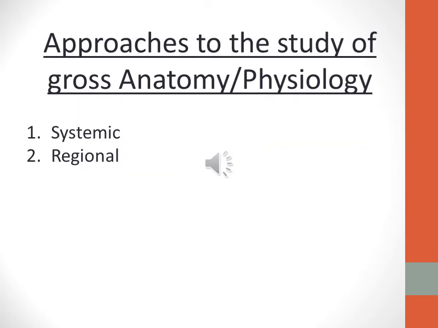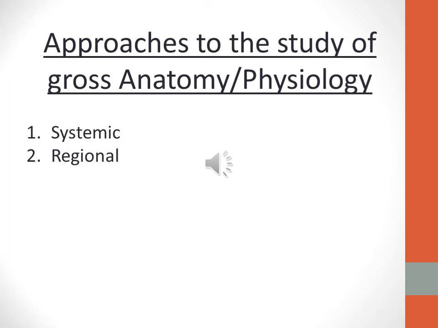So as you're thinking about whether or not one is more important than the other, anatomy versus physiology, I'm going to just tell you that we have 2 approaches to the study of gross anatomy and physiology. The first is our systemic, or the study of all organs of a system together. It's essentially a system-by-system approach, i.e. we're studying the circulatory system, so we'd be studying the heart and blood vessels. Right? We're studying the integumentary system, so we're studying the skin. Right? And this is going to be kind of the approach that we take in this course.